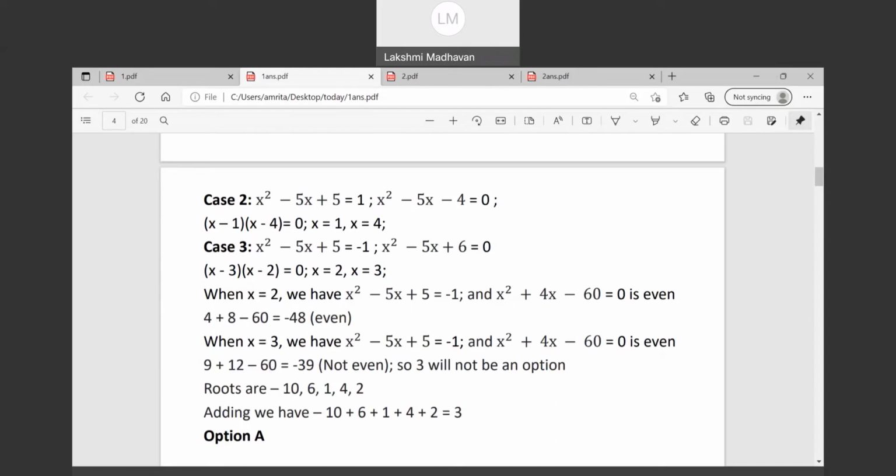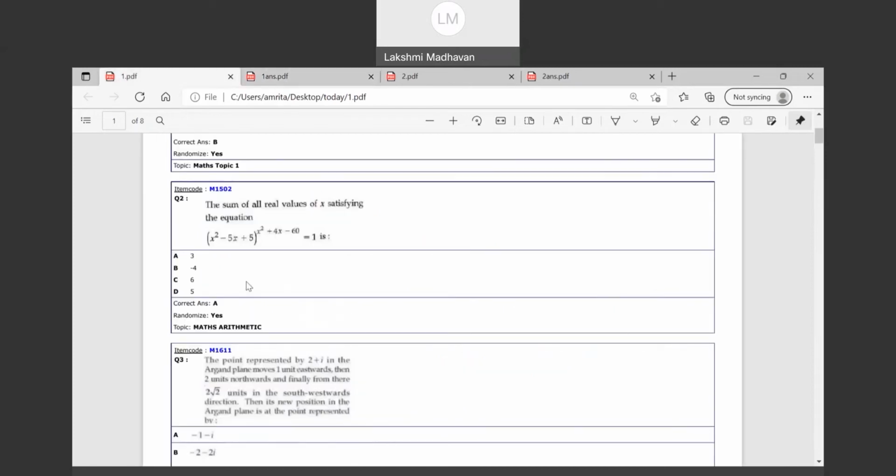In the question, they are asking us to find out the sum of them. So we can just add these and we can find the answer for this question. So it's minus 10 plus 6 plus 1 plus 4 plus 2. So this becomes 3. So the correct answer for this question is option A, which is 3.